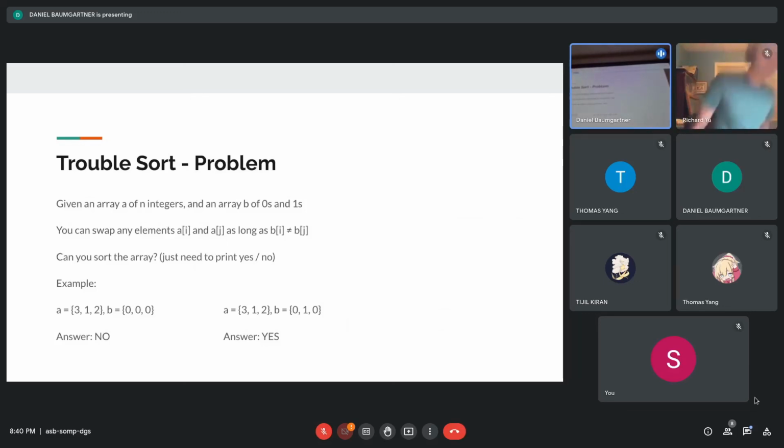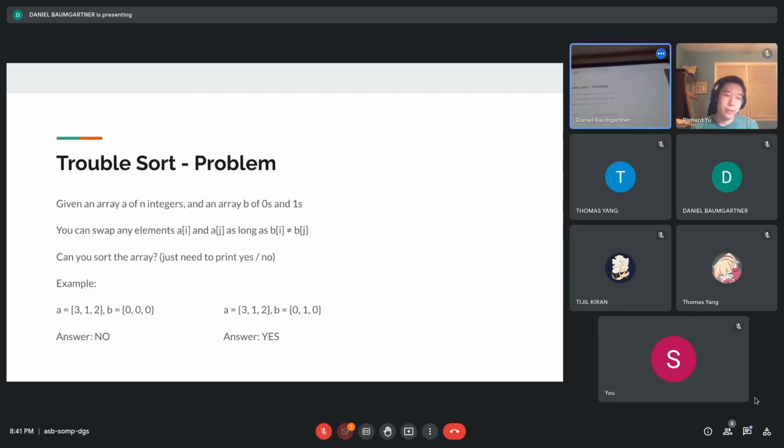This would mean that you can swap 3 and 1, since B has a 0 at the 3 and a 1 at the 1. One thing to note is that as you swap them, B stays the same. You don't swap B as well. You only swap A. And the question is, are you able to sort the array given these rules?